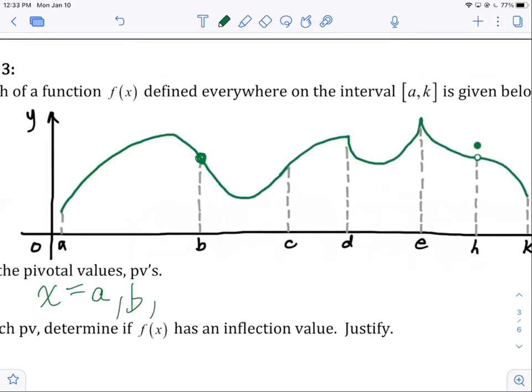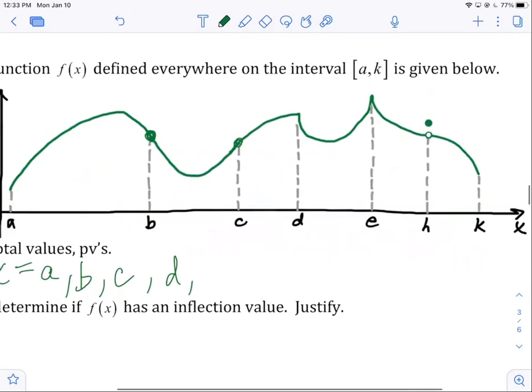What about C? Good. Concave up like a cup, concave down on the right, the second derivative changes signs. Yeah, how about D? Yes. How about E? It's not a pivotal value? Pivotal values are, remember, PIV, possible inflection values. That's why I put pivotal, possible. It is a possible.